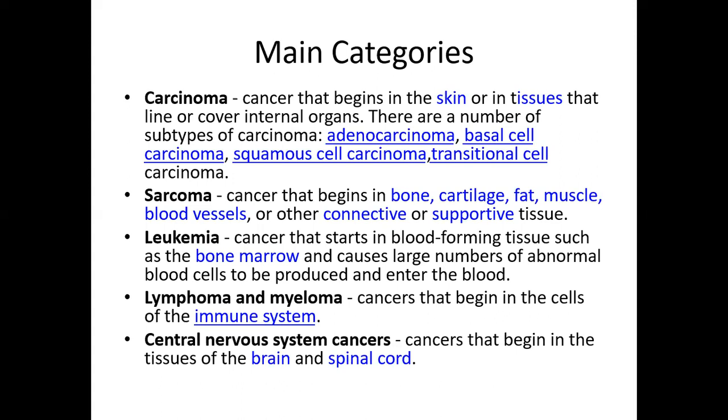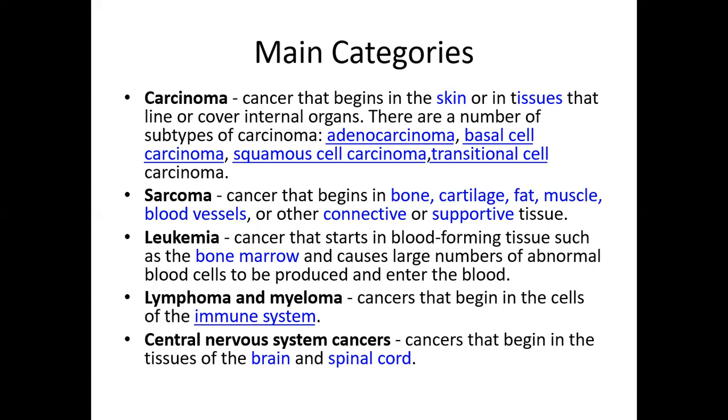And when we are talking about sarcoma, it means the cancer that begins in bone, cartilage, fat, muscle, blood vessels, or other connective or supportive tissues. Leukemia, as the name indicates, a normal person contains three types of blood cells. The first one is red blood cells, white blood cells, and platelets. And the second name of white blood cells is leukocytes. So when the white blood cells show uncontrolled division, this disorder will be leukemia.